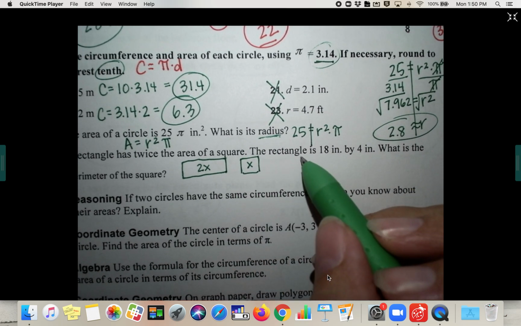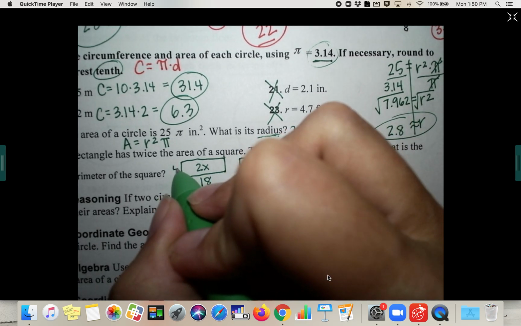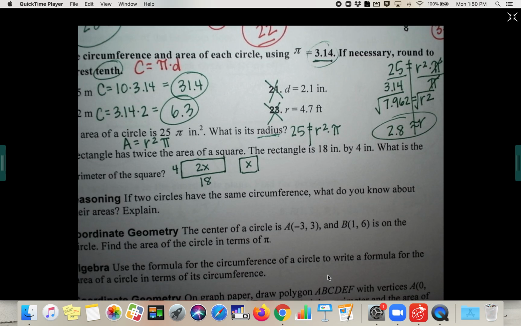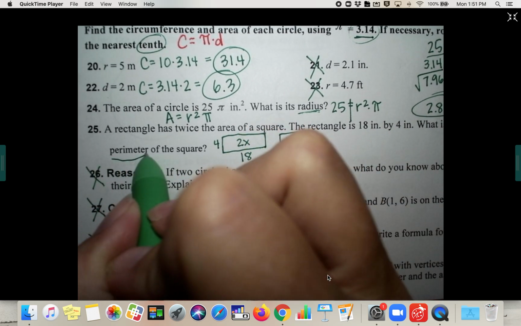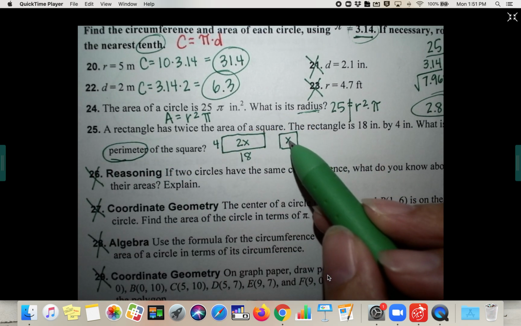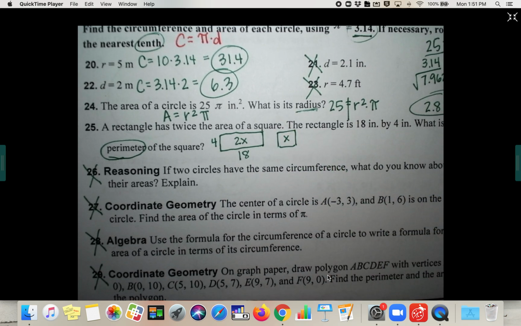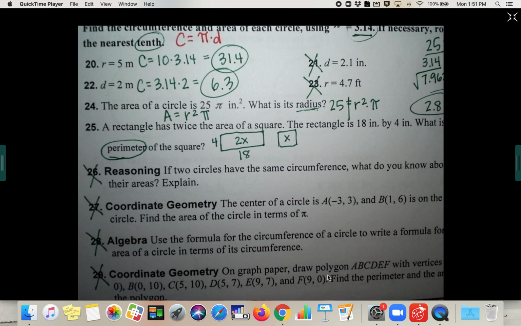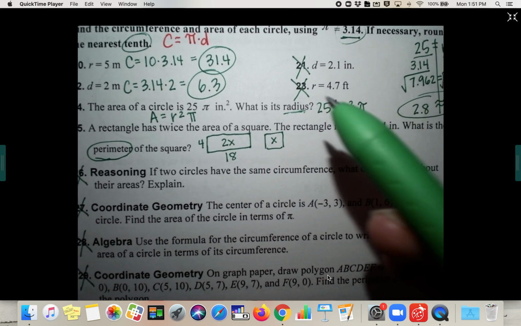All right, it does tell us though that the rectangle is 18 by 4, so this is 18 by 4. So it wants us to know what the perimeter of the square is. So we don't even need x, we need the perimeter. Once we find x, we're going to have to find the side lengths and add it up for the perimeter. This is a thinker. If you worked ahead, you maybe didn't pay attention to all the instructions. So let's figure this out.